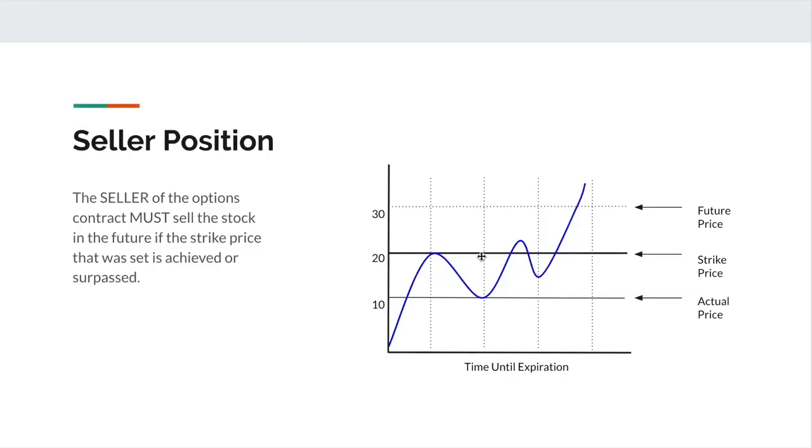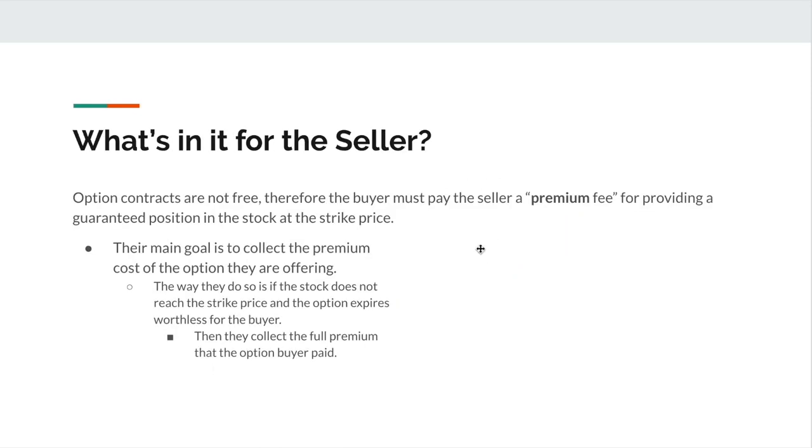So if the buyer is making this profit, what is in it for the seller, or how does the seller make his profit? The seller is making profit from the premium. Option contracts are not free. We just talked about that. You have to pay the seller some kind of compensation. You have to give them some kind of premium fee for providing that guaranteed position in the stock at that strike price. Their main goal is to collect the premium, the cost of the option that they are offering.